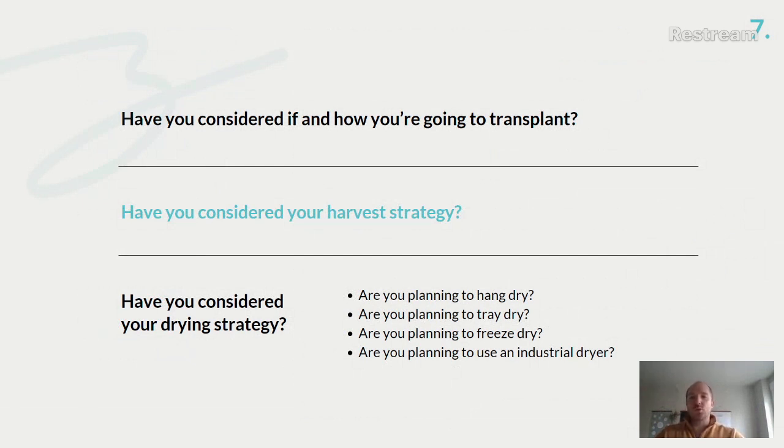This brings me to the drying strategy. Have you considered your drying strategy? And it's not that we're going to dry. Yeah, I would hope so. Most facilities do, unless you're going to be pushing toward fresh frozen for specific types of extracts. What I'm referring to is, are you going to hang dry, tray dry, freeze dry, or use an industrial dryer? All of this is going to greatly determine what your end product is going to be.